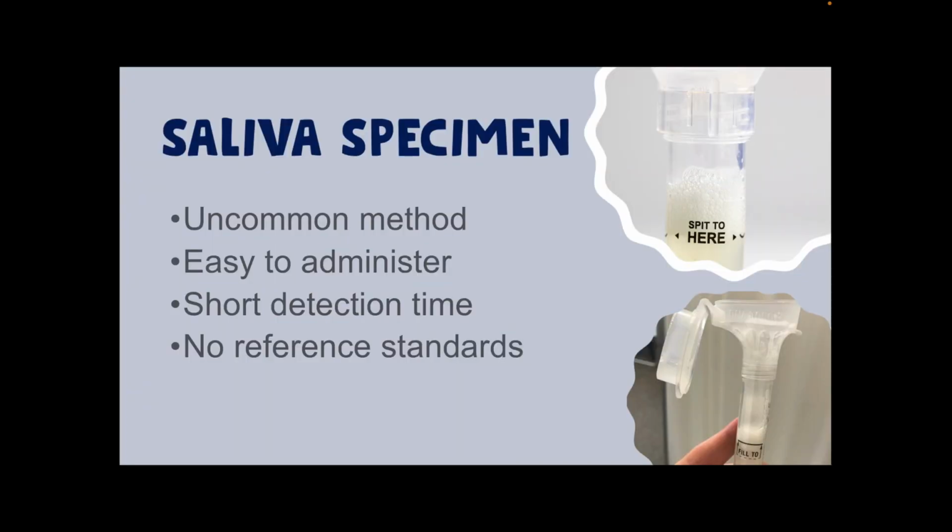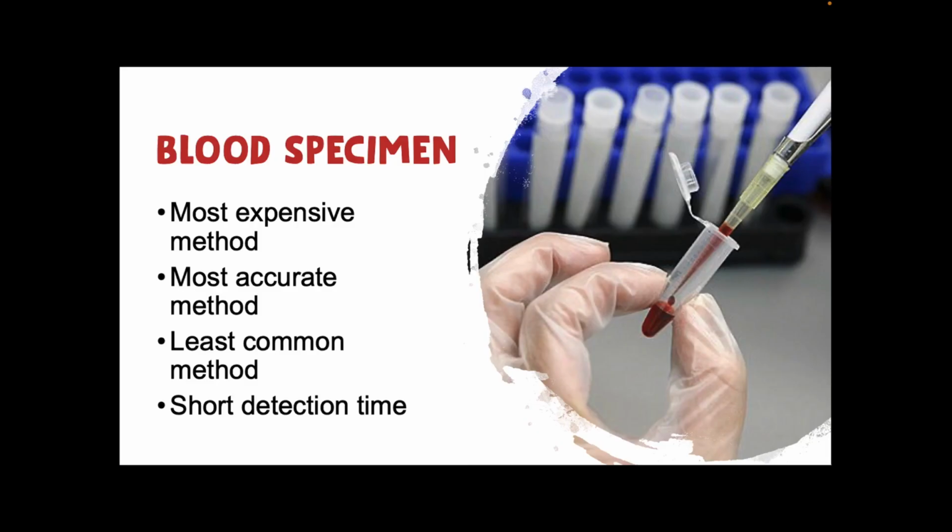Next one, saliva specimen. So this is an uncommon method. However, it is easy to administer and there is only a short detection time for drugs. However, reference standards are not yet established as compared to the urine sample. Next, blood specimen. So it's the most expensive method. However, it's the most accurate and it's the least common method. And there is only a short detection time. And also, just like in saliva, the procedures are not established and standardized yet.